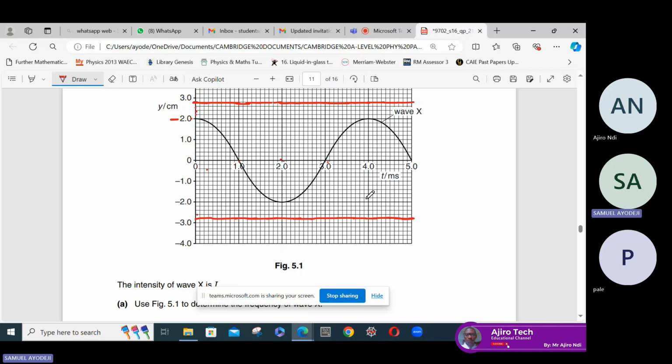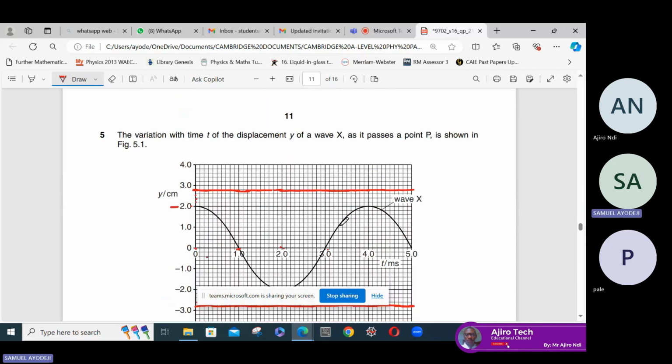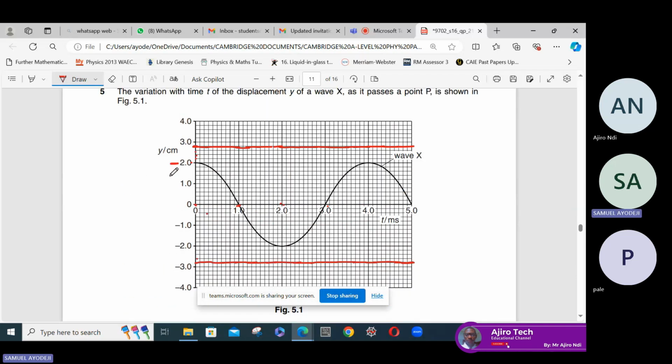The question now says the path difference between them is 90. From here to here is 90. If you want to work it out, phase difference is t over period times 360 degrees. So you're having that to be 90 degrees.